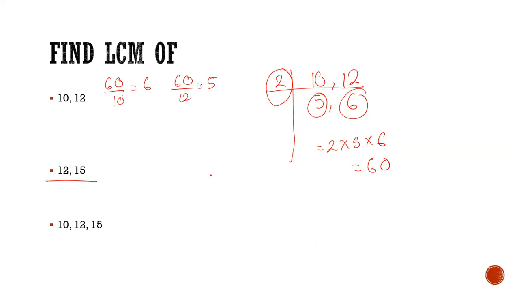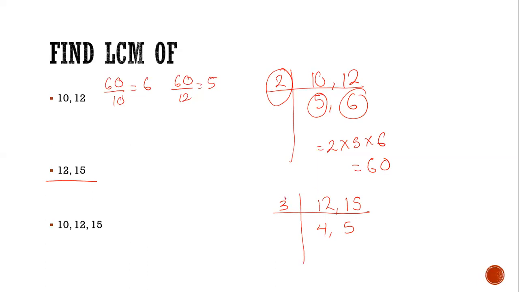How about for 12 and 15? Same thing. Is there any common factor for 12 and 15? Yes, 3. 3 and 12 is 4. 3 and 15 is 5. So how about for 4 and 5? Any common factors except for 1? No, nothing else can go.